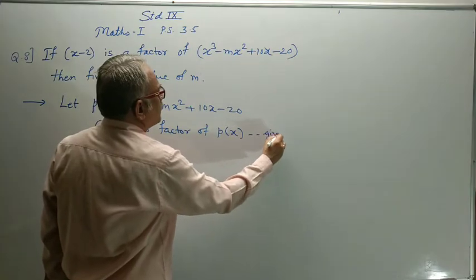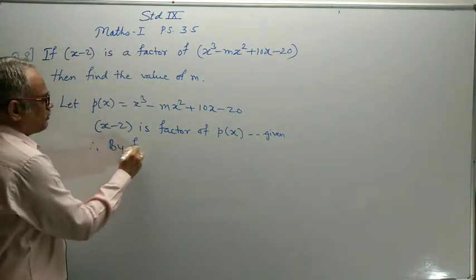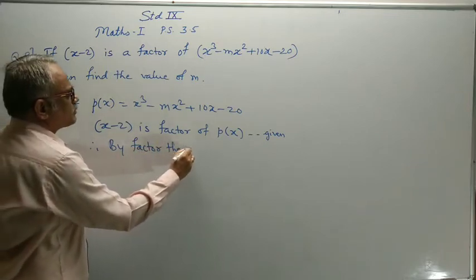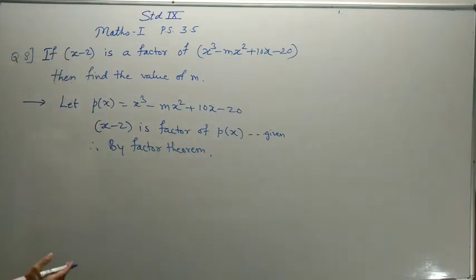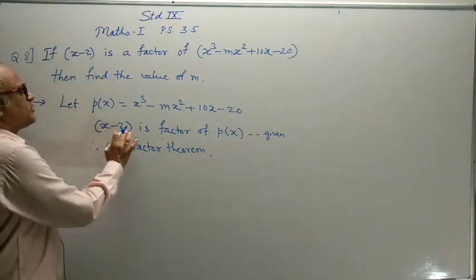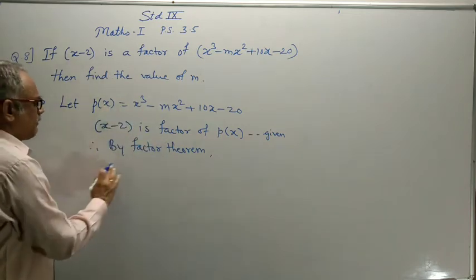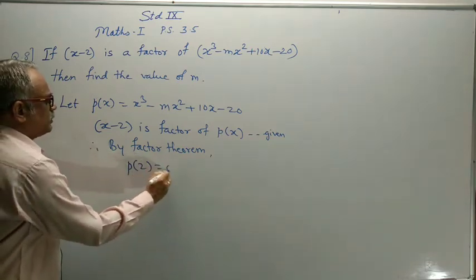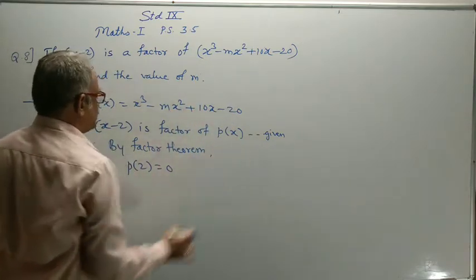Therefore, by factor theorem. I am purposely writing words like "by factor theorem"; in some schools they are avoiding these, which makes it difficult to understand. Therefore, by factor theorem, as x minus 2 is a factor, P of 2 equals 0. In place of x, write 2 in P of x and equate it to 0.